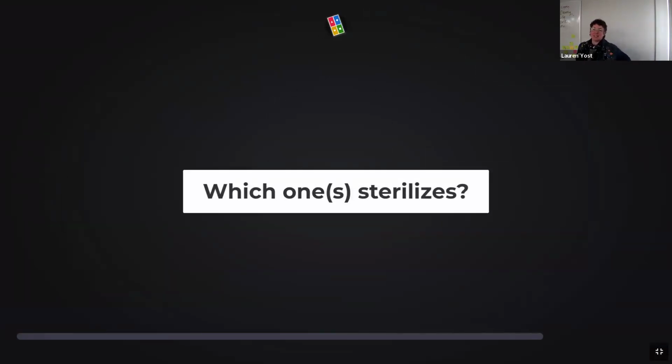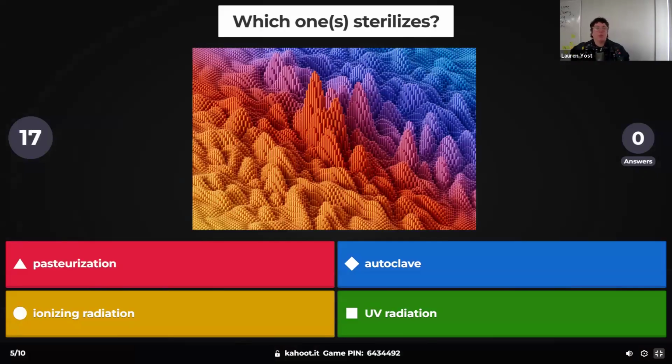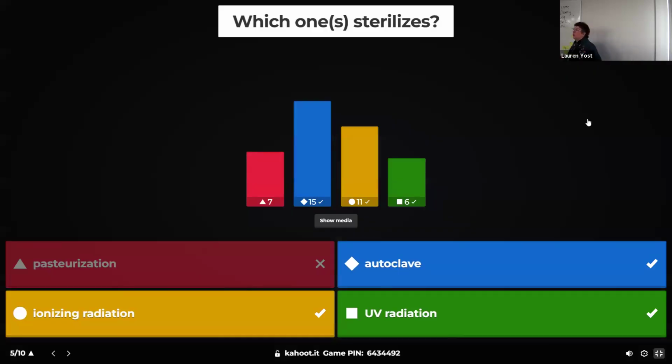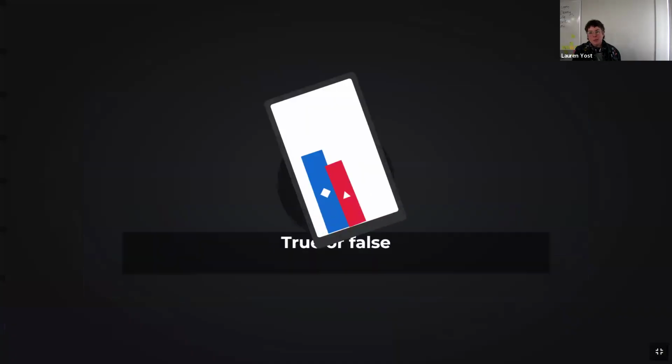All right, which one of the following sterilizes yet again? So pasteurization is the only one on here that can't sterilize. With pasteurization, we're removing most of the pathogens, but we're not removing all of the microbes. If you use autoclaves, ionizing radiation and UV radiation correctly, they can sterilize. Now, UV radiation is only going to sterilize surfaces. It can't penetrate, whereas ionizing radiation can penetrate through things and sterilize throughout the entire object. So there are some limitations with UV radiation, but it can sterilize surfaces. It's not typically used for that, but it could.